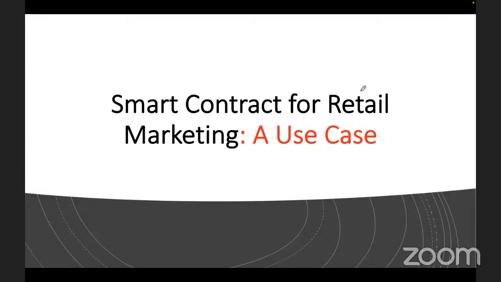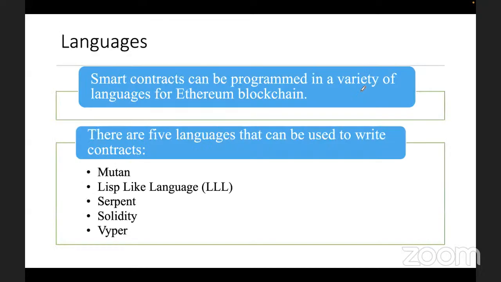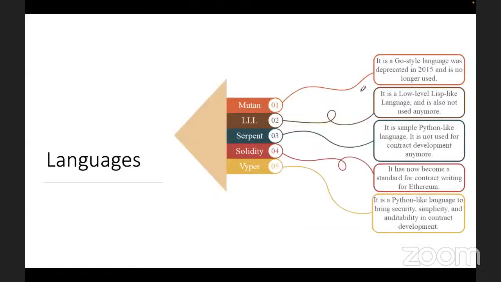Now I will tell you in a very simple way how to write the smart contract for your application, let me skip some slides and directly come to that particular slide. I have already told you how many types of languages there are to write the smart contract, like Mutan. Mutan is a programming language which you can also use, but it's a Go-like language that is no longer available and not favorable among the community, and it is no longer used. But some people have already used Mutan.